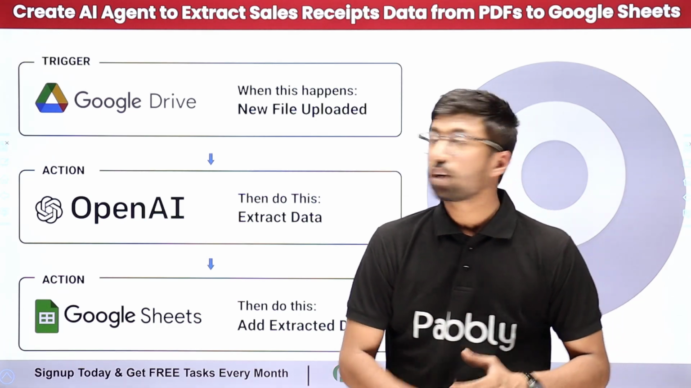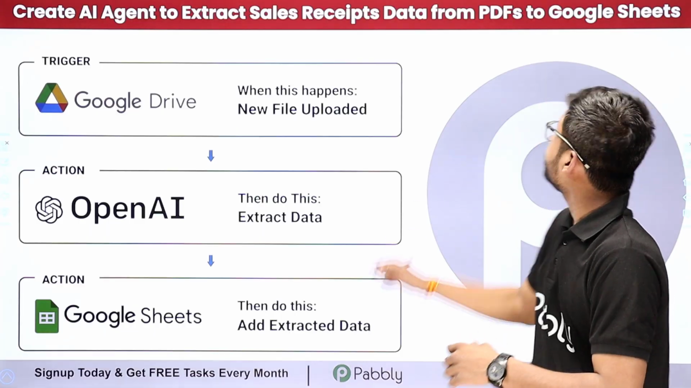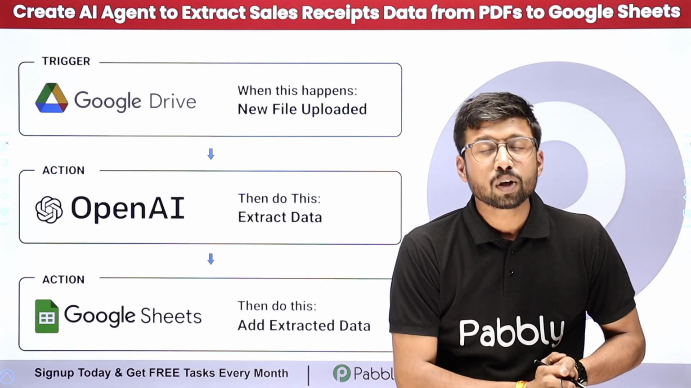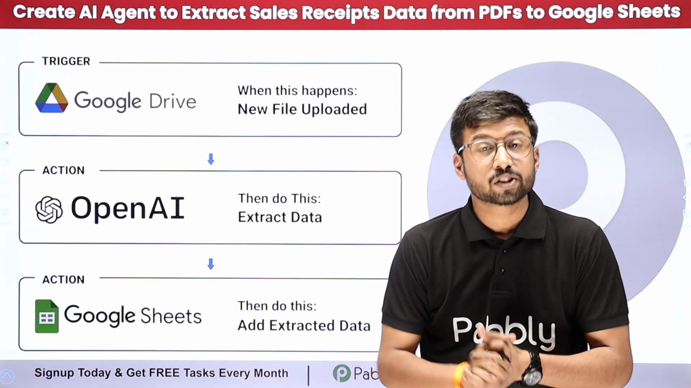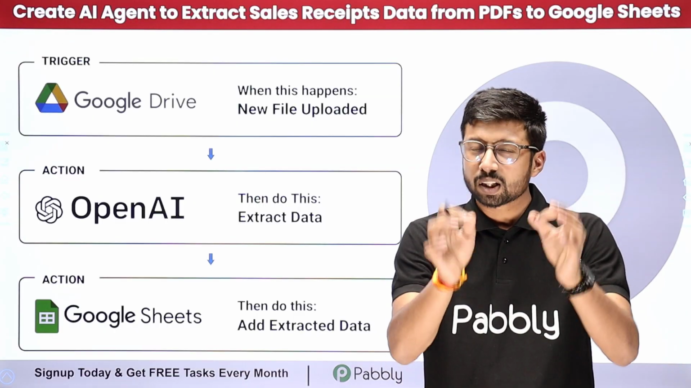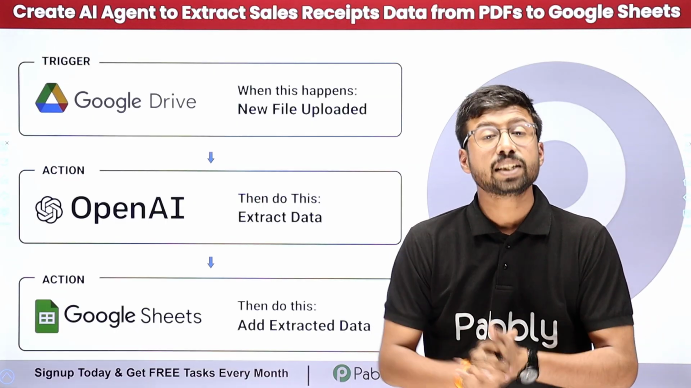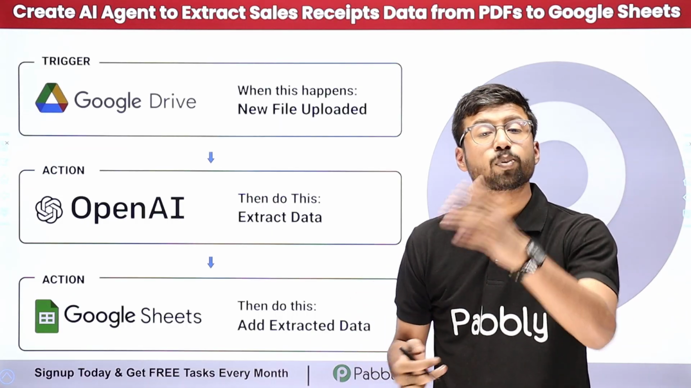So in this video, we are going to learn how to create an AI agent to extract sales receipt data from PDFs to Google Sheets. Let's say on a regular basis, you deal with a lot of sales receipts and you want to add the details of the sales receipt into Google Sheet or into some other platform to create and maintain the record. But the manual process is very repetitive and tedious. So let me tell you, you can build an AI agent which will completely automate this process for you.